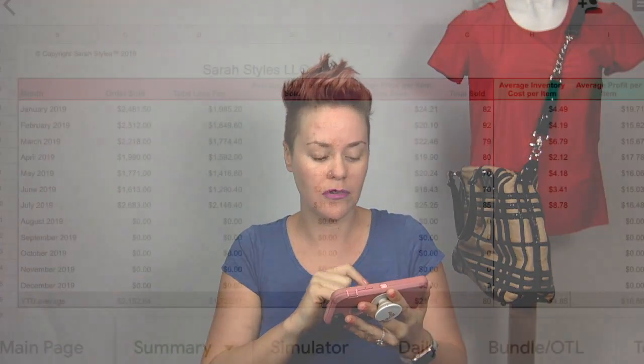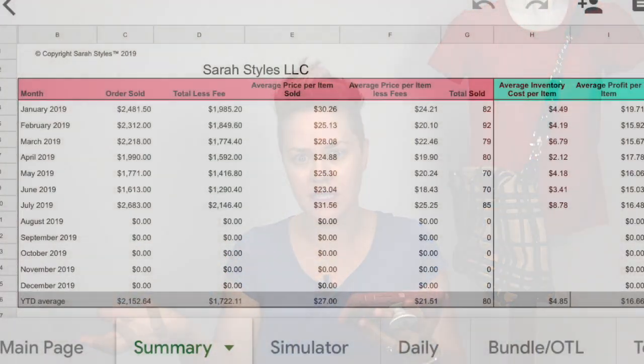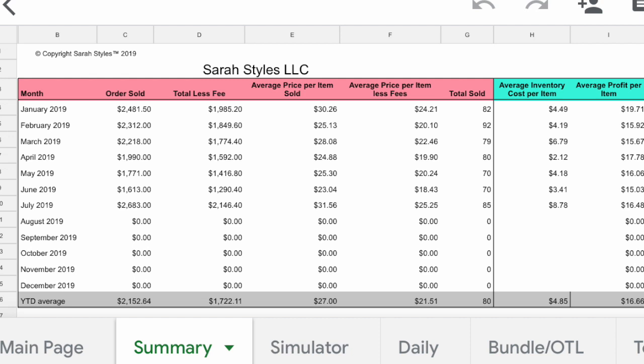You want to take the total dollar amount that you sold and divide that by your total count. In this chart, you can make it look however you want, this is just how I did it. You have your total sold. You take out your fees because obviously you're not making that amount. Then your average price per item sold, and your average price per item less the fees.